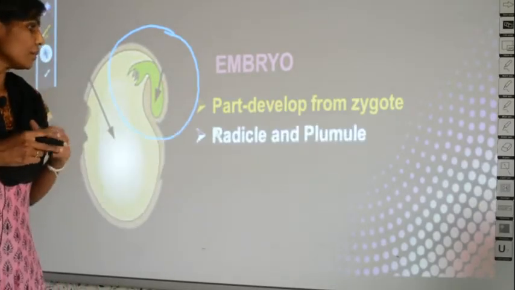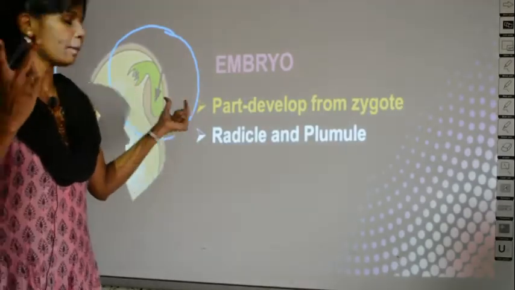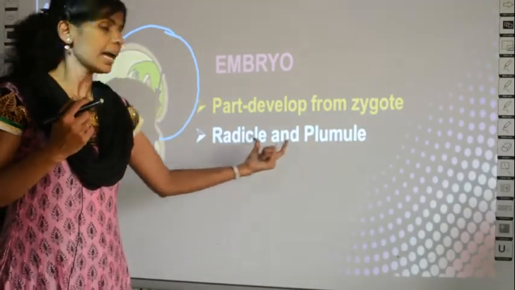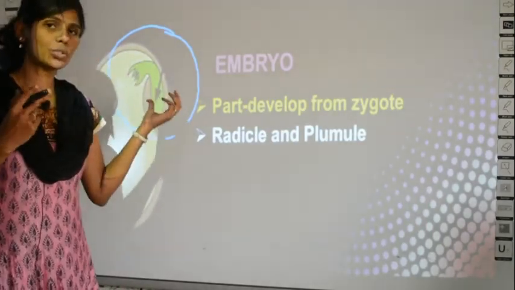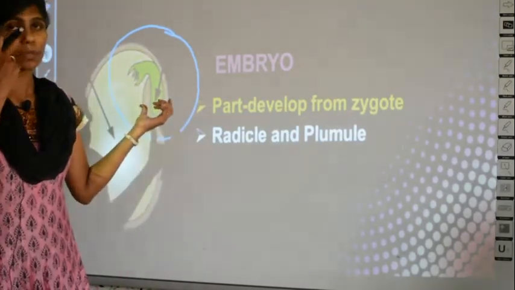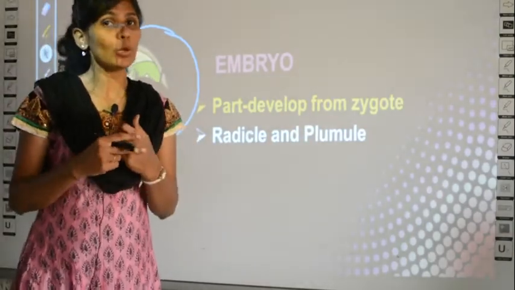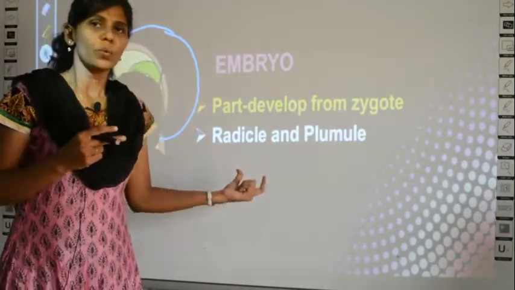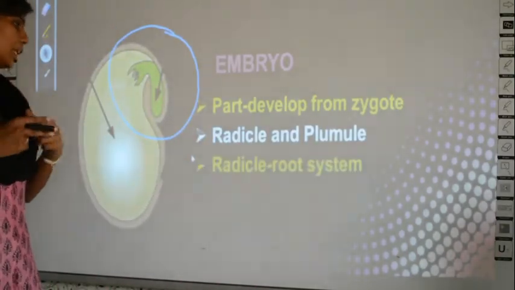Okay. So this embryo is going to become two parts. One is called radicle and the second one is called plumule. So what are the two regions which are going to generate from this embryo? One is called radicle and the next one is called plumule. The radicle will develop into a root and the plumule will develop into a shoot.